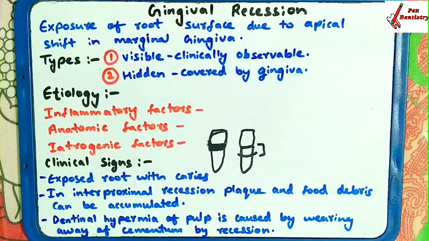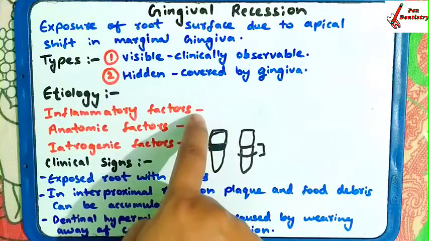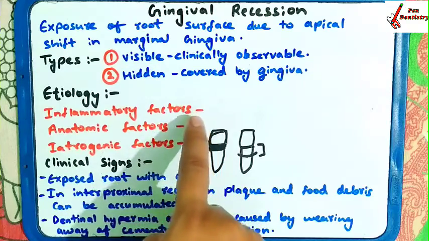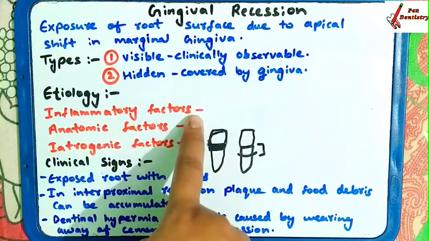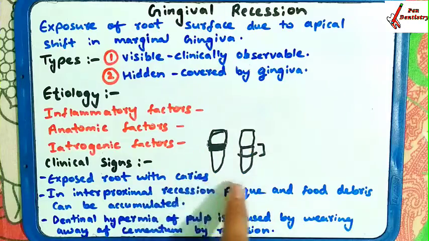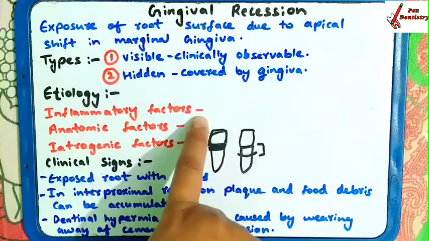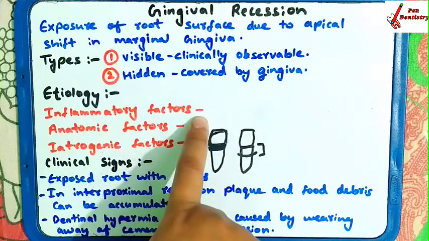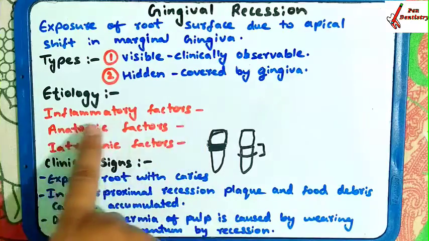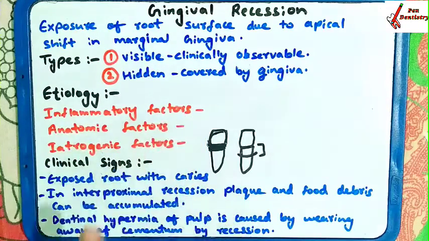Etiology. How does it happen? What is the cause of gingival recession? The first one is inflammatory factors. Inflammatory factors are due to the accumulation of plaque in the tooth region. This causes periodontal disease, and due to the inflammation of the periodontal disease, the toothbrush causes injury.